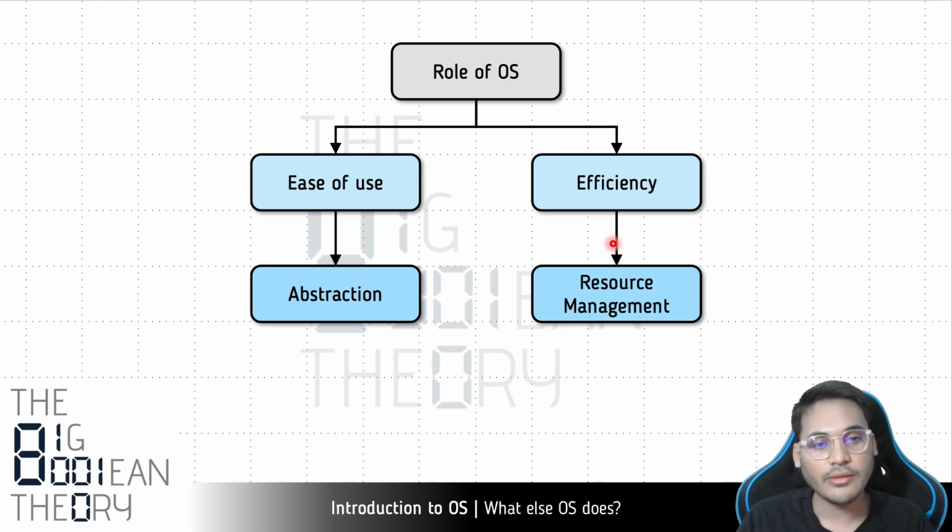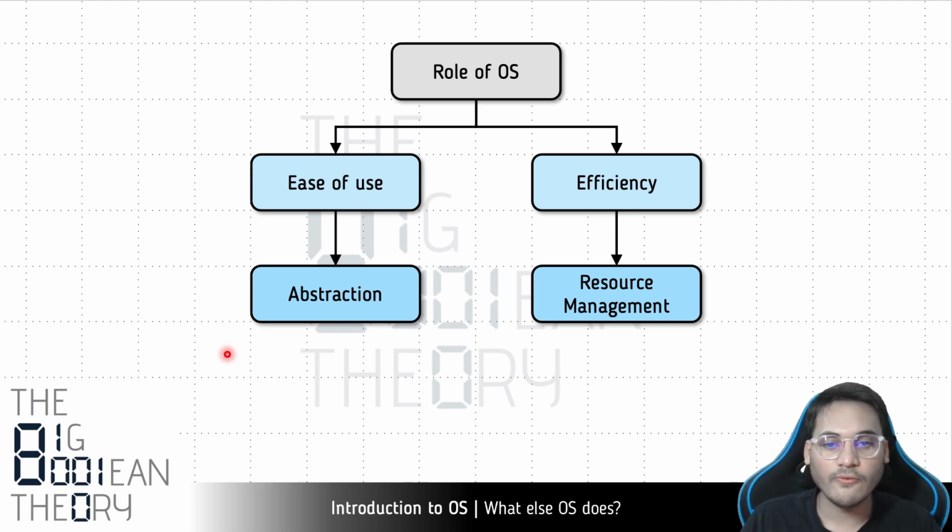And finally, when it comes to resource management, it's not just resource allocation. There are several other activities that the operating system has to do when it comes to managing a resource. And in the previous few videos, we have already looked at those examples. So basically, these are the two fundamental responsibilities that the operating system has with respect to the computer hardware.